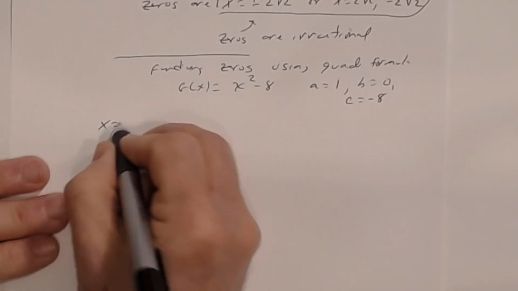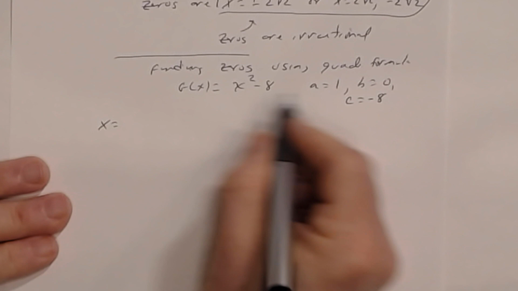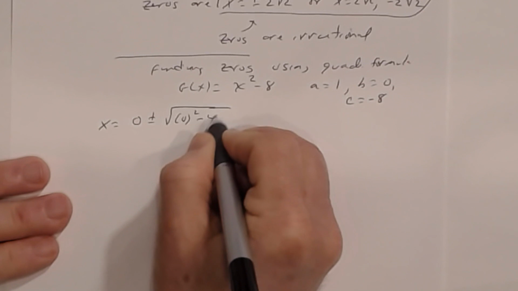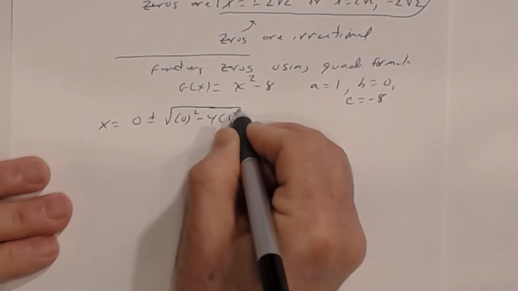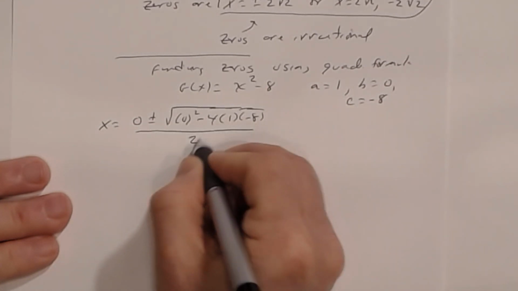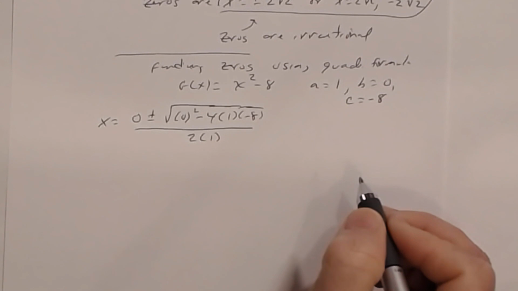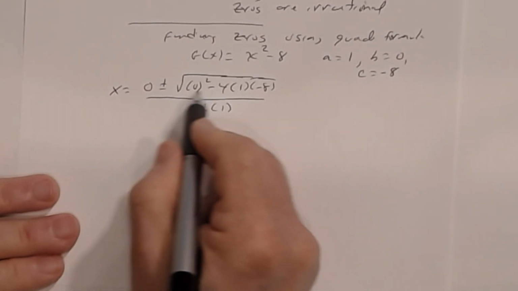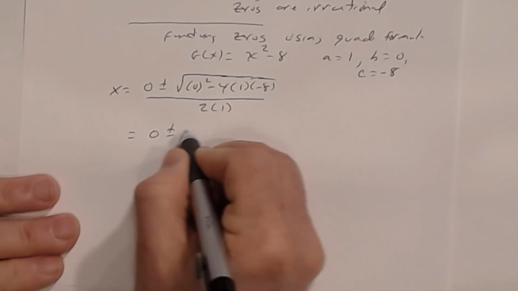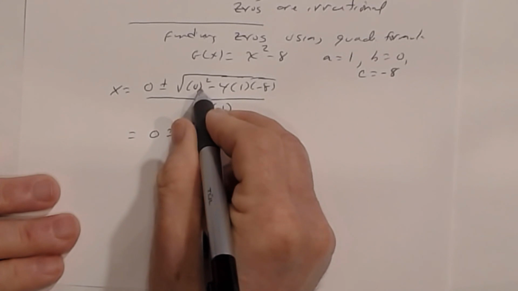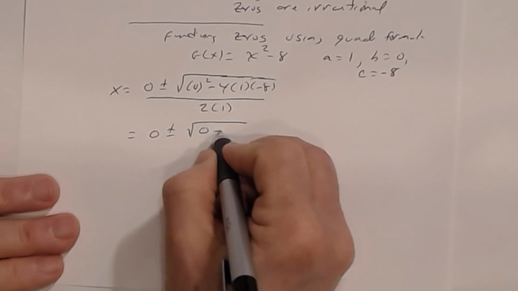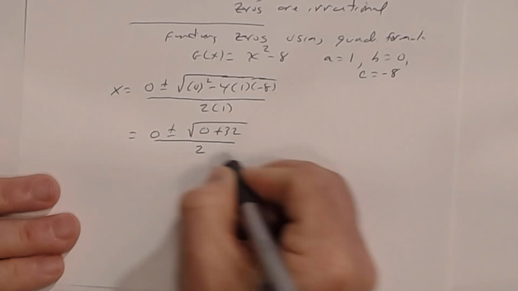So I get x equal the opposite of b. The opposite of 0 is still 0. Plus or minus the square root of 0 squared minus 4 times a is 1, times c, which is negative 8, right? All divided by 2 times 1, okay? All right, now, so simplifying the radicand, or in this case the discriminant, I get 0 plus or minus the square root of 0 squared is still 0. A negative 4 times 1 times a negative 8 is a positive 32, all divided by 2.